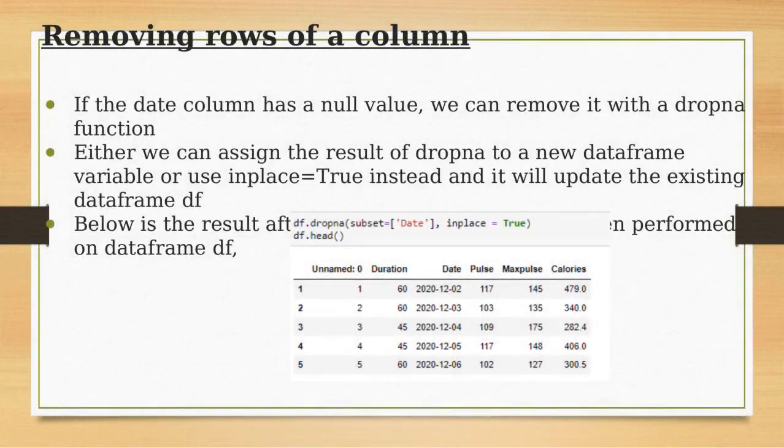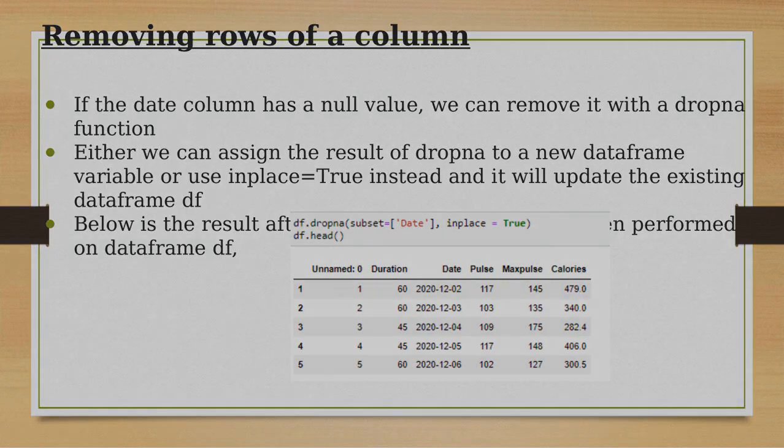If the date column has a null value, we can remove it with the dropna function. Either we can assign the result of dropna to a new data frame variable, or use inplace equals True instead, and it will update the existing data frame df. Below is the result after the dropna operation has been performed on data frame df.